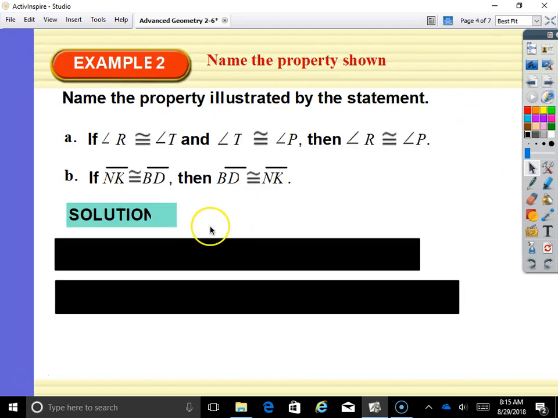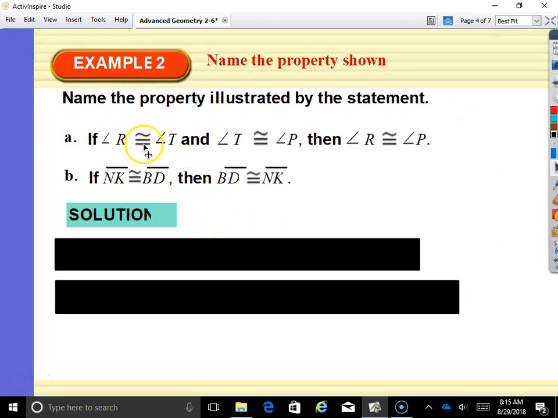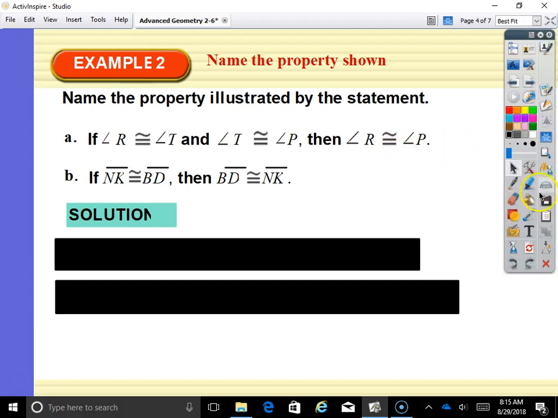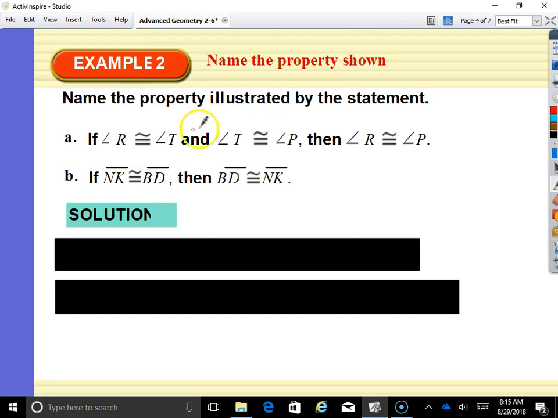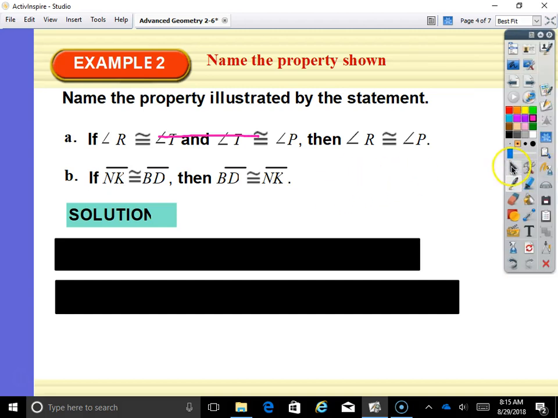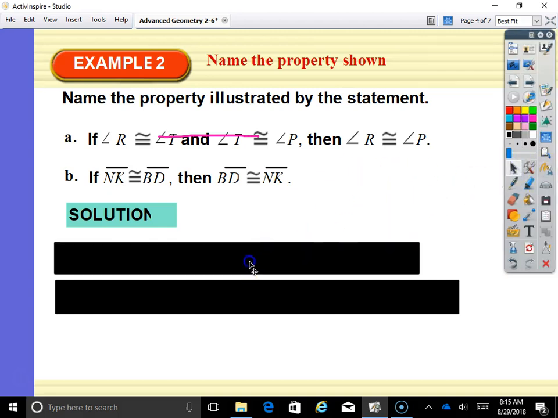Name the property illustrated by the statement. If angle A is congruent to angle T, and angle T is congruent to angle P, then angle R is congruent to angle P. So what is it saying? This is like if A equals B and B equals C, then A equals C. Get rid of our middleman. Subbing a whole side for a whole side. Transitive.